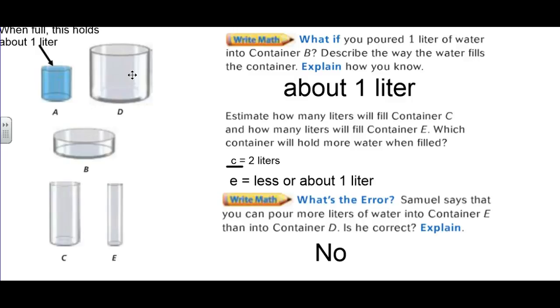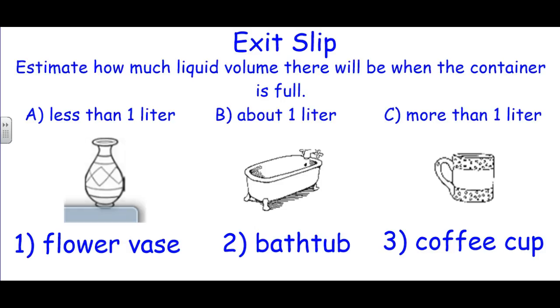I know that you probably had more on yours, but we're just going to do those particular questions. So I hope that you got from this lesson how much a liter actually is and how much a liter can fit into and what things have more than 1 liter and what things have less than 1 liter. You do not have this in your binder, so on your piece of paper somewhere, you're just going to write exit ticket and then you can number it 1, 2, and 3.